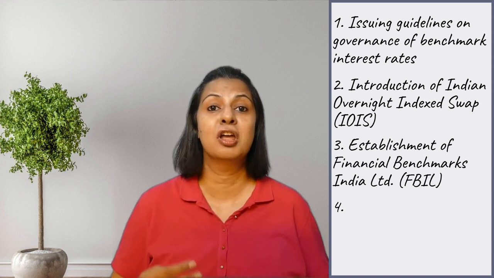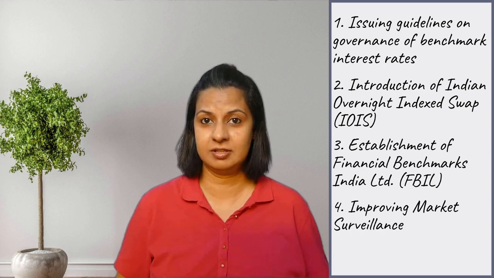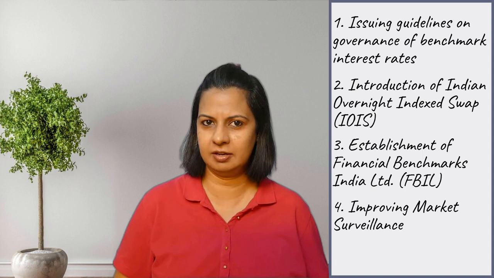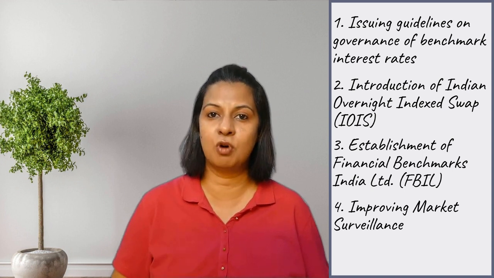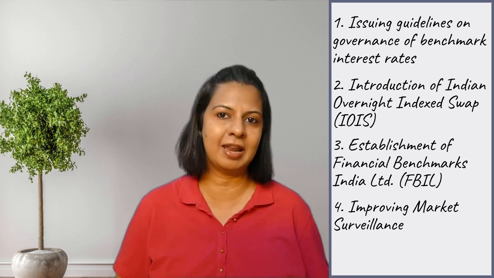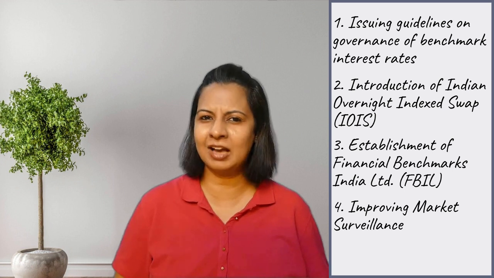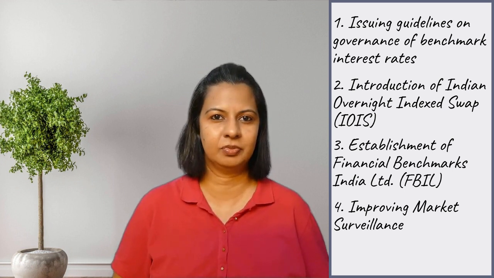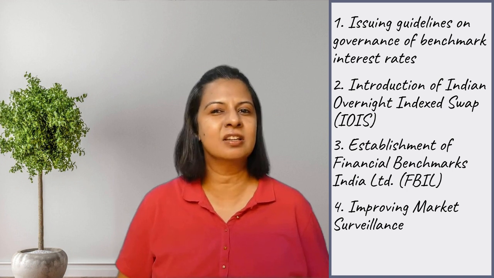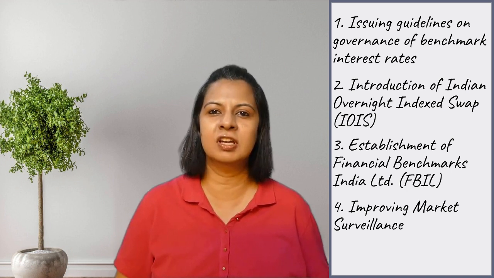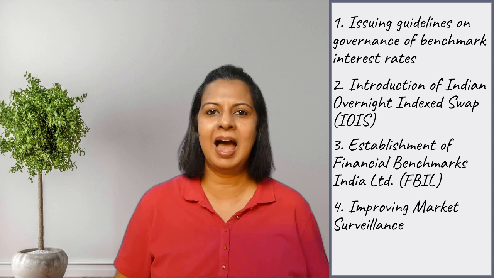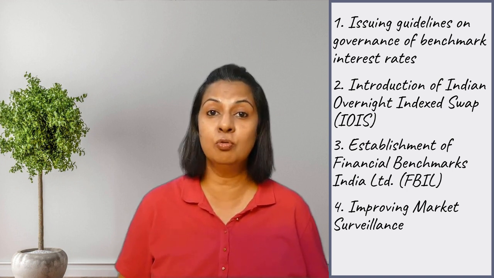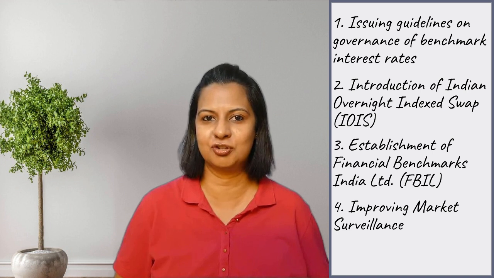Number 4, improving market surveillance. The RBI has also improved market surveillance in India. This includes monitoring the markets for signs of manipulation and taking action against those who engage in illegal activity. The RBI has increased its focus on monitoring interest rate benchmarks, and it has also worked with market participants to develop new procedures to prevent manipulation.